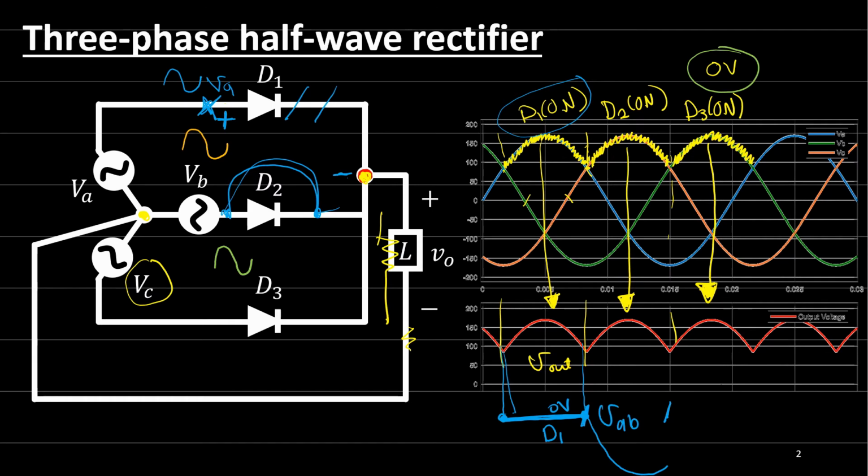And now, in this period, from this point to this point, when diode 3 is conducting, is on, so this will be short circuit, this will be open circuit, so the voltage across diode 1 is VAC. And this is again the line voltage.